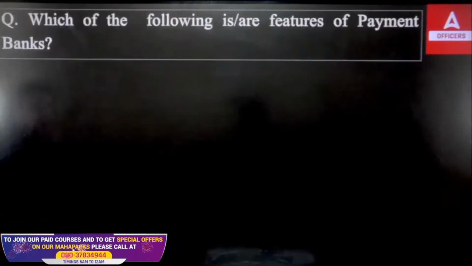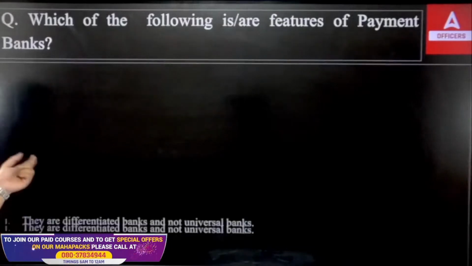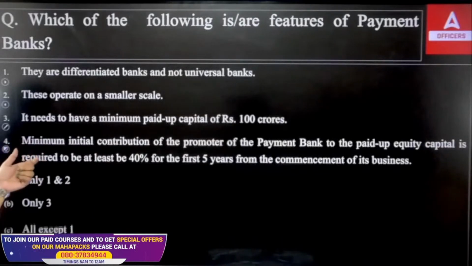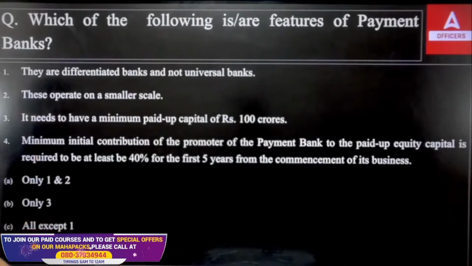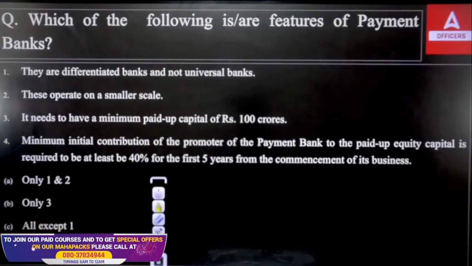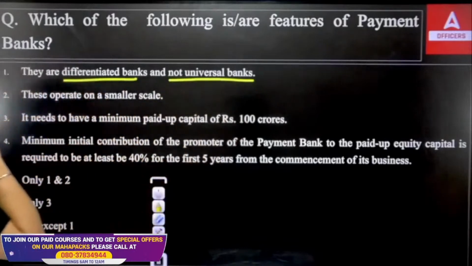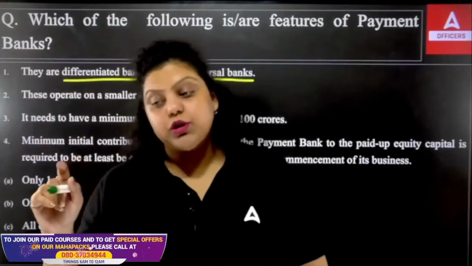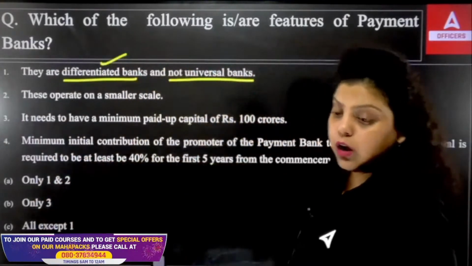Next question, which of the following are the features of a payment bank? You have these 4 features, out of which you have to decide which is the feature of a payment bank. First, they are differentiated banks and not universal banks. I have just told you that payment banks are differentiated banks, so this is correct. But what about universal banks? They are not universal banks.